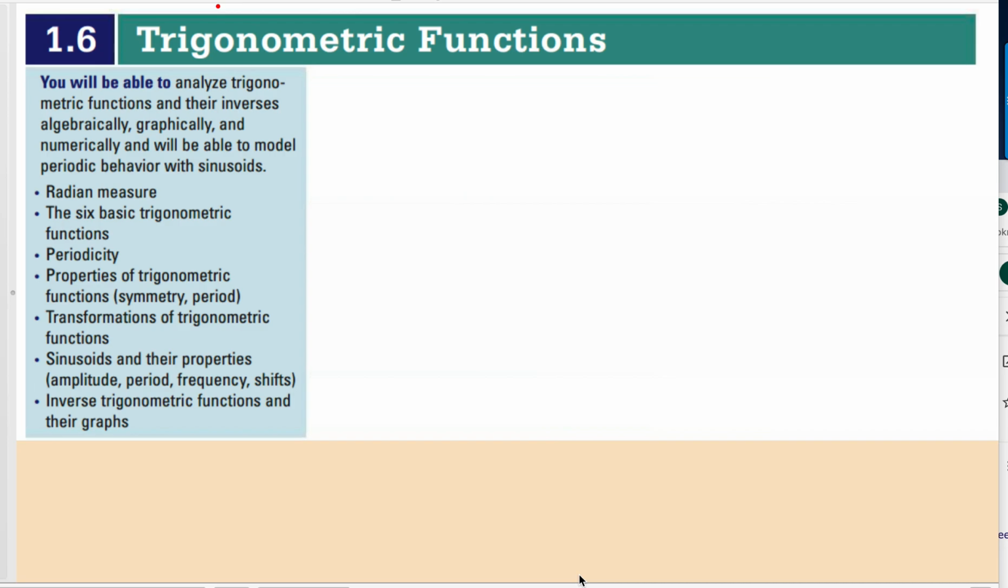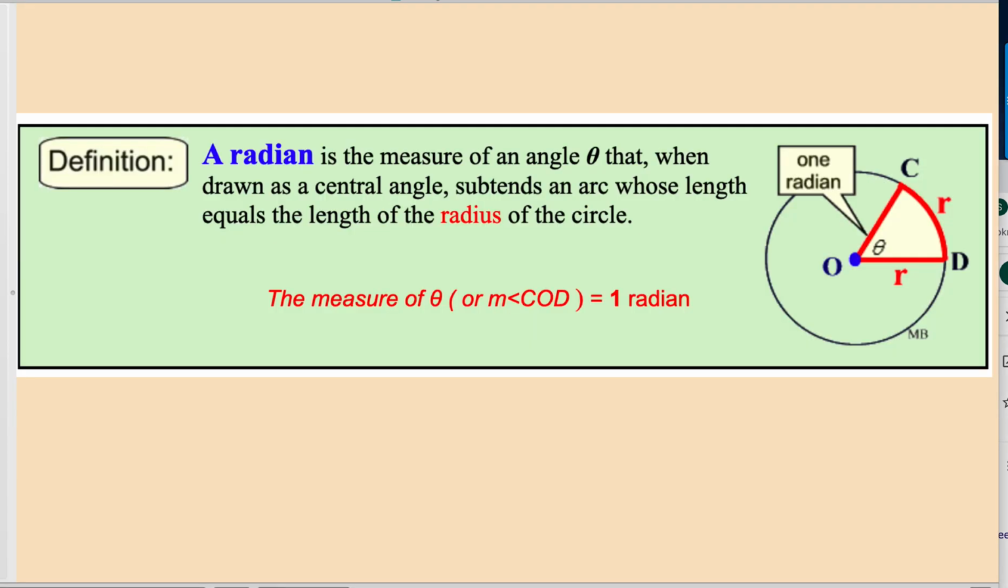Hey Gators, this is trig functions, and this is going to be done in 3 parts. The first part will be discussing radian measure and the 6 basic trig functions. Let's first talk about what a radian is.